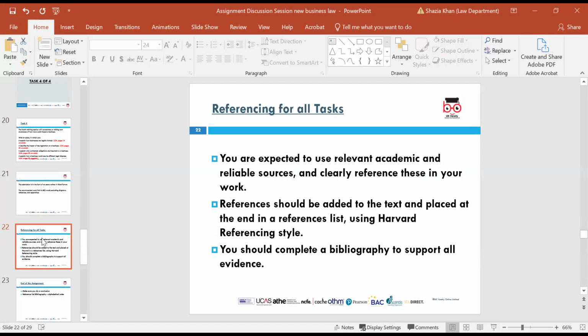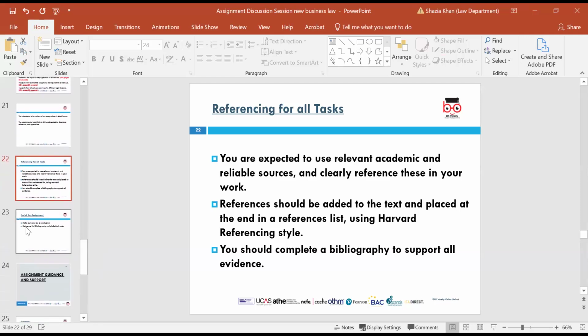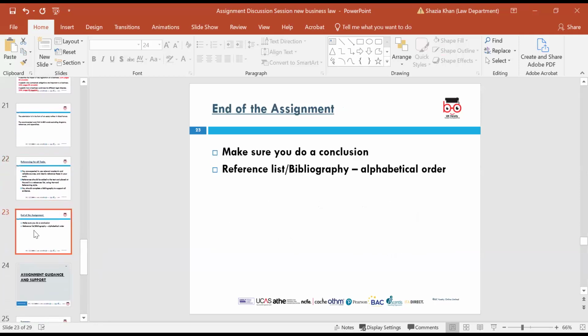Referencing for all tasks is really important. You are expected to use relevant academic and reliable sources and clearly reference these in your work. References should be added to the text and placed at the end in the reference list using the Harvard system of referencing, and you should complete a bibliography to support all your evidence. The Harvard system is the one that's used for UK Varsity. Make sure you have an introduction and a conclusion, a reference list and a bibliography.